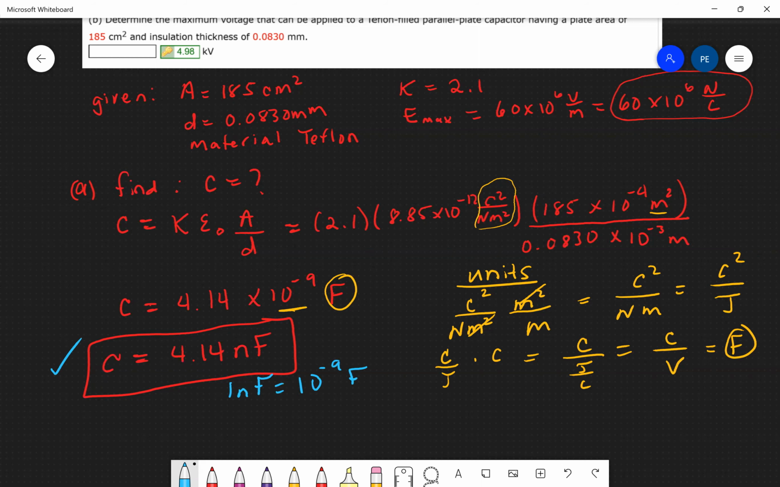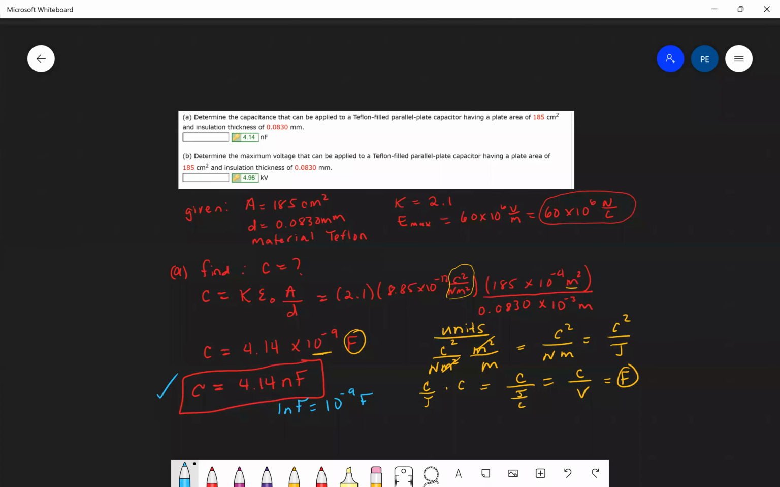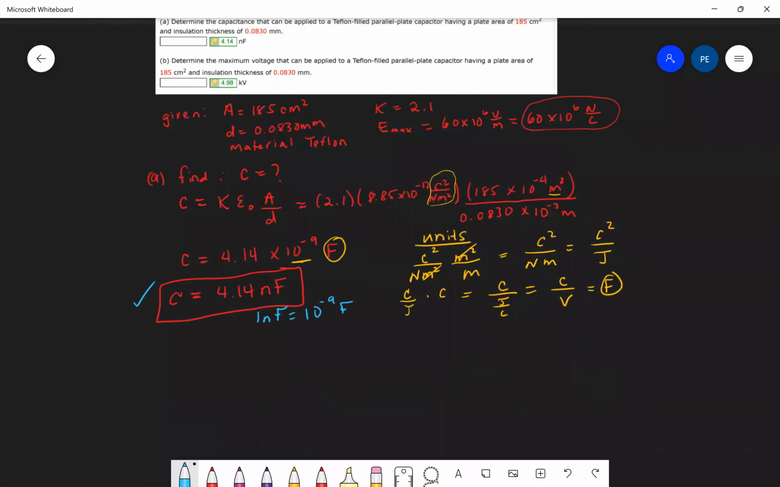Now for part B. Let's do part B. For part B, they want us to find the maximum voltage. So what is delta V max? That's what they're asking us. What does that equal? Well, since I'm dealing with some maximum voltage, I have to be talking about the electric field strength, that dielectric strength. That's that maximum electric field that we talked about in that chart.